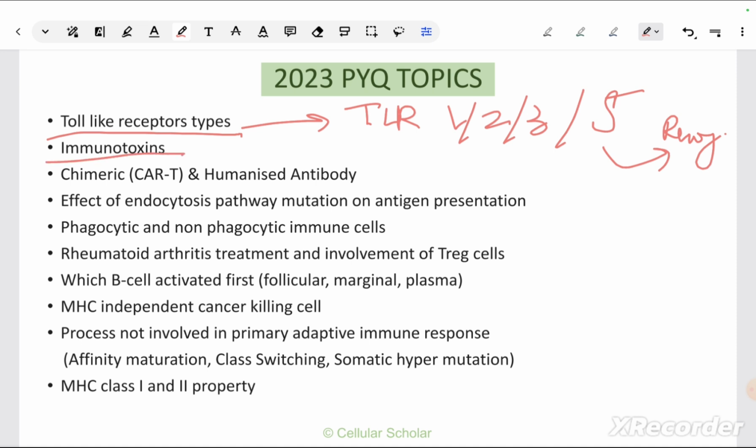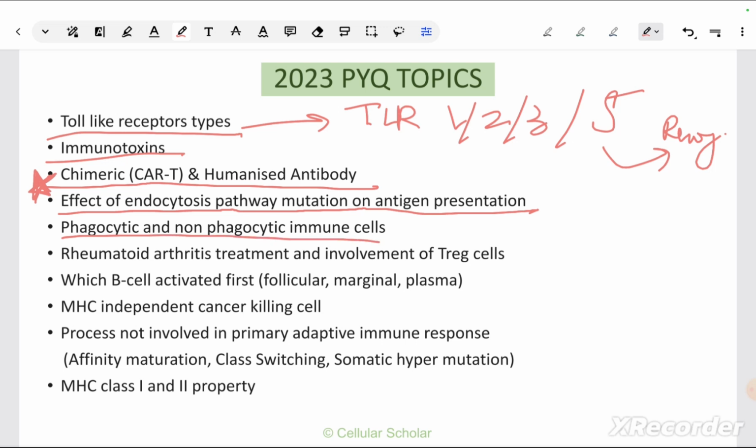Then immunotoxins, chimeric and humanized antibody. This was again asked twice, so you should know about this. Effect of endocytosis pathway mutation on antigen presentation. And again, analytical part. I don't remember the exact question, but it was quite easy if you have an idea about antigen presentation and how these endocytosis pathways work. You will be able to solve this question.